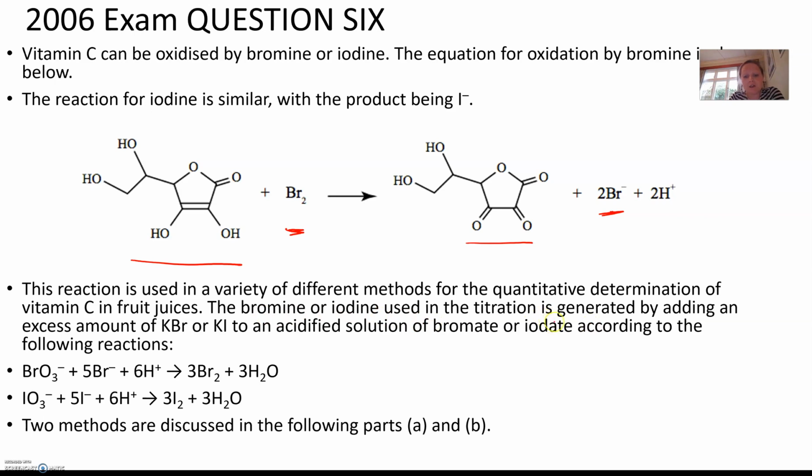The bromine or iodine used in the titration, which is talking about up here, is generated by adding excess amounts of KBr or KI to an acidified solution of bromate or iodate. Bromate is BrO3 minus and iodate is IO3 minus. You'll get very used to these because these are the vitamin C reagents we use. So essentially what they're saying is we add bromate to KBr or KI, doesn't matter if you're doing the iodate one, and it produces bromine, and that bromine then reacts with your vitamin C up here to do the titration, okay?